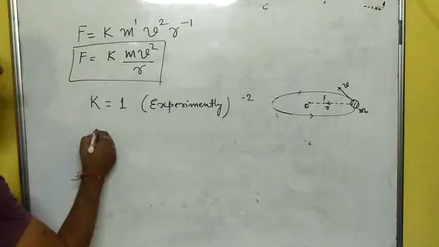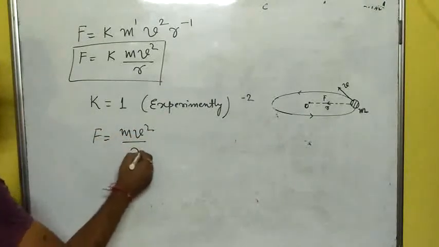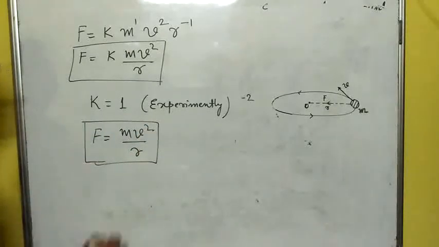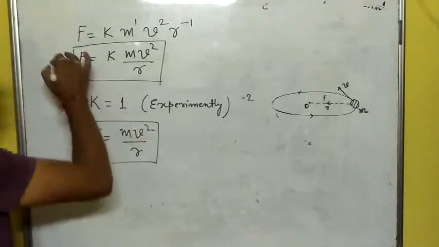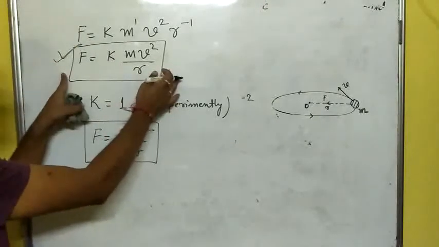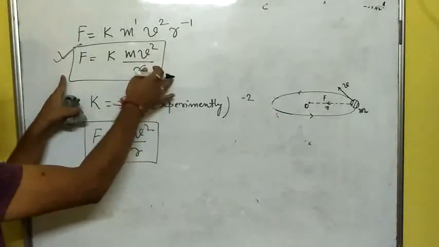So then you can write F equals how much? M V squared divided by R. So this is the expression for centrifugal force. Now remember, with the help of dimensions, you can find out up to this value. This is your answer. This you will know later on. So till here is your answer.